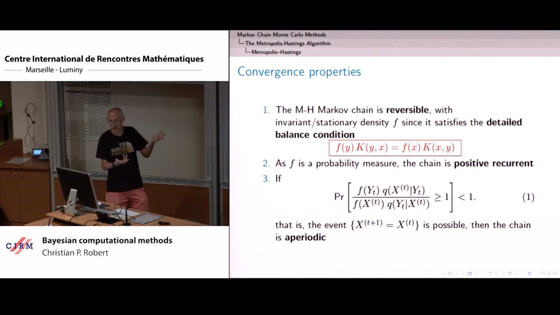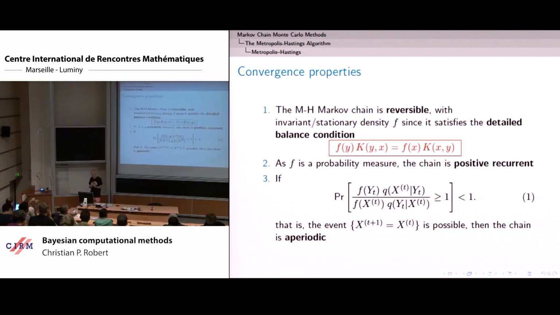And that implies immediately that F is stationary, because if you integrate both sides of the equation in Y, on the left-hand side, you get the distribution after one step starting from F, but on the right-hand side, you integrate in Y, so K vanishes because it's a probability distribution in Y, and therefore you get F of X. That means that after one step, you are again distributed from F. So F is stationary. And it's stronger than that because thanks to this detailed balance property, you get a reversibility of the Markov chain, which means it has the same properties going forward in time and backward in time.